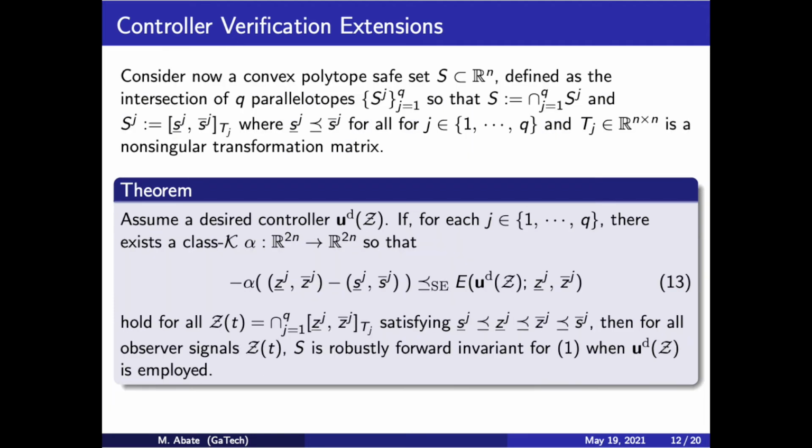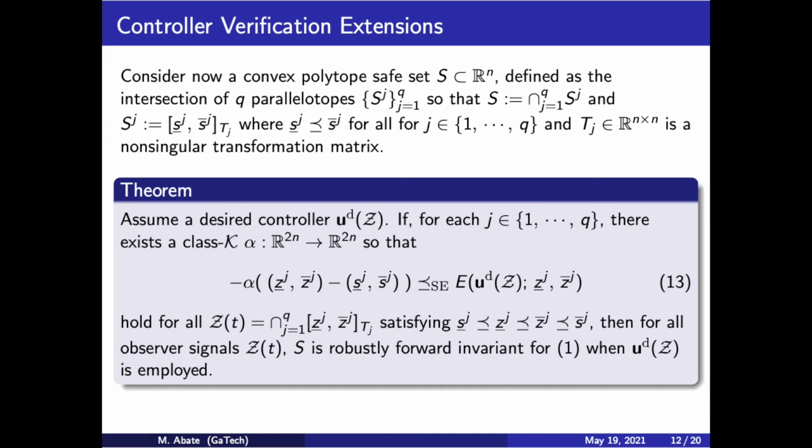Our second extension involves convex polytope safe sets as opposed to the interval safe sets considered on the previous slides. So we're now going to consider a set S, which is a polytope, defined as the intersection of parallelotopes in your state space, so a higher order parallelogram. When your safe set is defined in this way, you can construct a new constraint given by equation 13. So when your embedding system satisfies equation 13 for some class K function alpha, then you know that this polytope safe set S is robustly forward invariant under the closed loop dynamics of your desired controller.